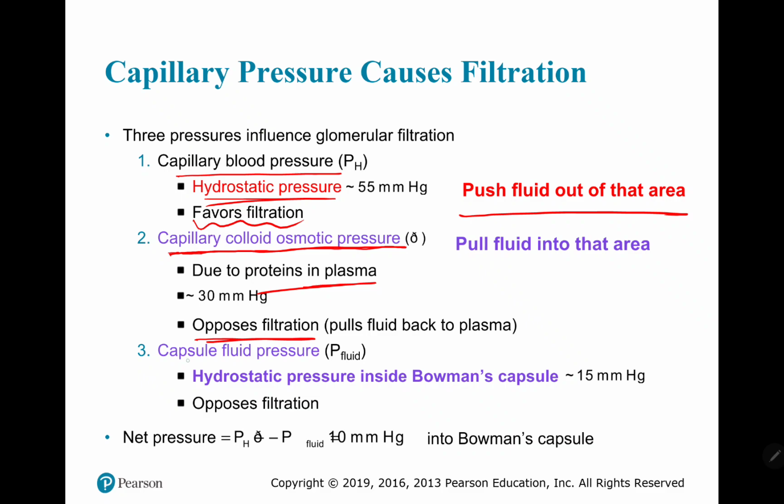And then we have the capsule fluid pressure. This is the pressure that's in the Bowman's capsule. Again, this is that hydrostatic pressure in the Bowman's capsule, and the hydrostatic pressure is that pushing force. So this is pushing stuff out of the Bowman's capsule, and if it's pushing it out of the Bowman's capsule, it's pushing it back into that capillary. So that, again, opposes filtration, okay?